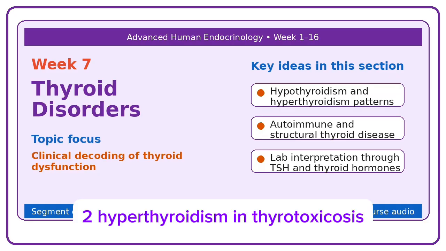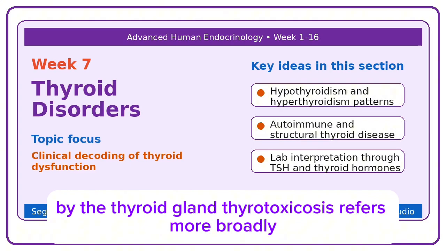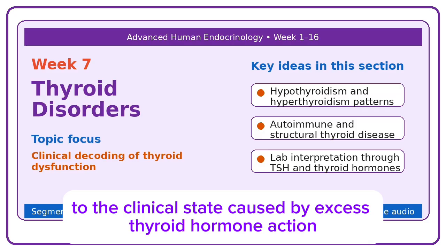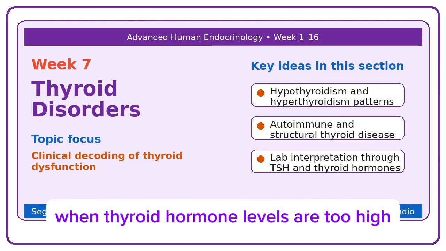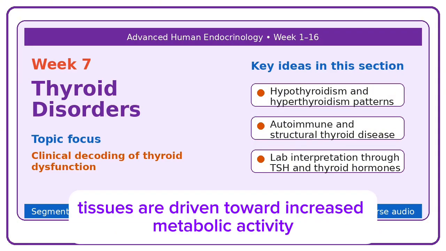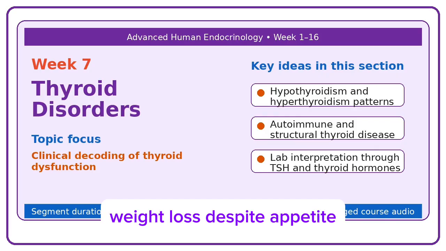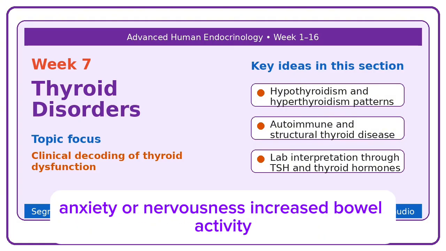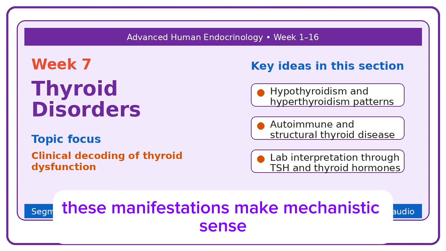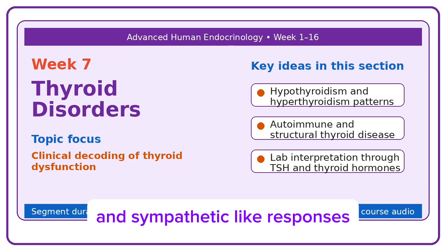2. Hyperthyroidism and thyrotoxicosis. Hyperthyroidism refers to increased synthesis and secretion of thyroid hormone by the thyroid gland. Thyrotoxicosis refers more broadly to the clinical state caused by excess thyroid hormone action, regardless of the exact source. When thyroid hormone levels are too high, tissues are driven toward increased metabolic activity. This may cause heat intolerance, weight loss despite appetite, tachycardia and palpitations, tremor, anxiety or nervousness, increased bowel activity. These manifestations make mechanistic sense because thyroid hormone increases the pace of many metabolic and sympathetic-like responses.